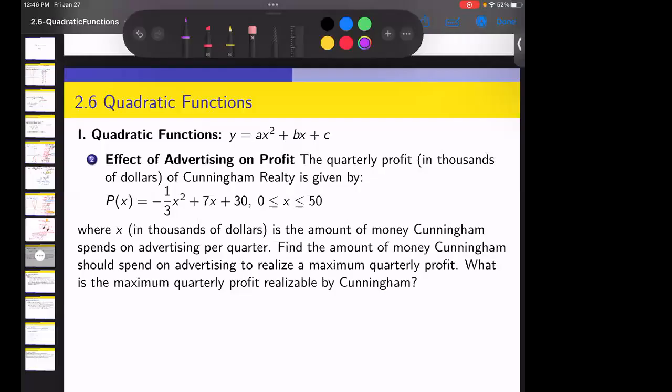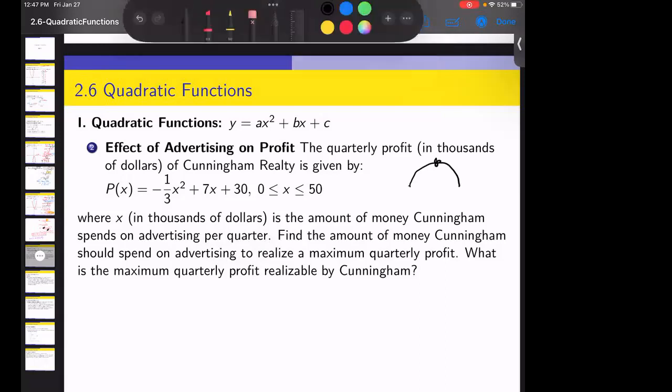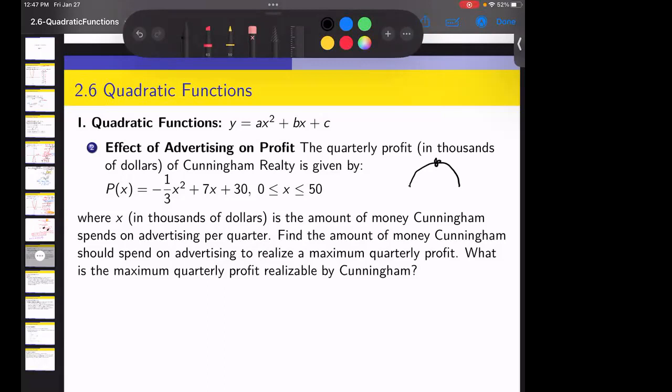The quarterly profit in thousands of dollars of Cunningham Realty is given by this function, P of x. P stands for profit. It's negative 8, so you expect the graph of your function to look something like an upside down graph, where x in thousands of dollars is the amount of money Cunningham spends on advertising per quarter. So P is the profit, x is the amount they're spending, the cost. Find the amount of money Cunningham should spend on advertising to realize a maximum quarterly profit. What is the maximum quarterly profit realizable by Cunningham?